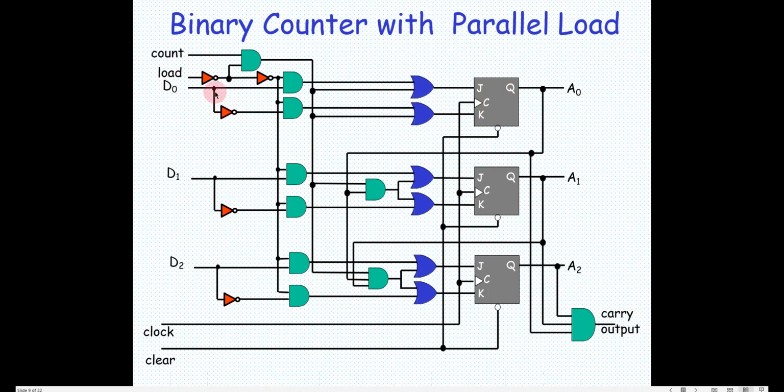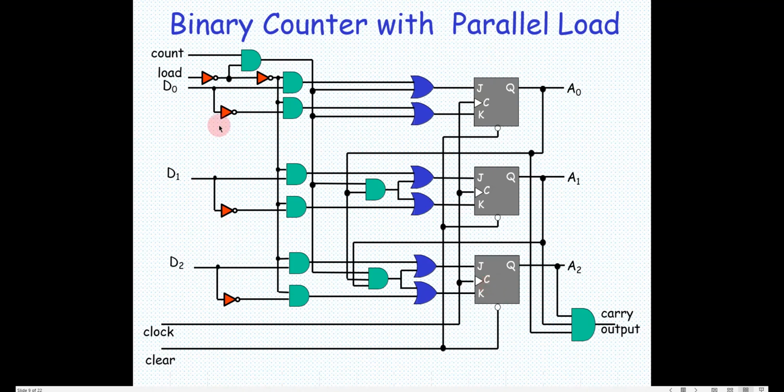Now if you see here, whenever the load signal goes high, whatever input is given here gets loaded into the flip-flop, and then with the count signal it will start counting upwards from there. So when you have an n-bit counter, you can have this kind of arrangement to initialize the counter with any value you want, right?